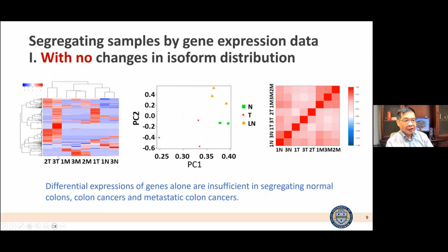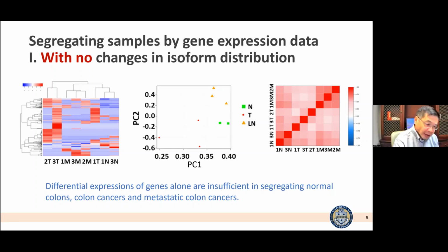Then we do the so-called principal component analysis, as you can see here. The tumor samples are very scattered. The distance of this tumor sample to the normal samples is very close. This distance between these ones is longer than this one, so this sample really clusters with the normal samples instead of the tumor samples. The same thing with the Pearson correlation analysis. As a result, we concluded that the differential expression of genes alone is insufficient to segregate normal samples, colon cancer and metastatic colon cancers.